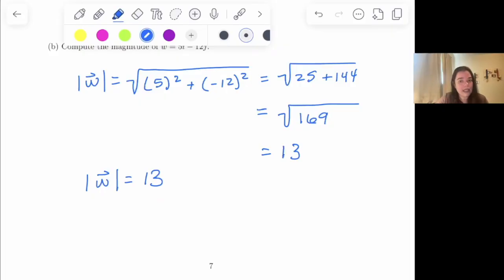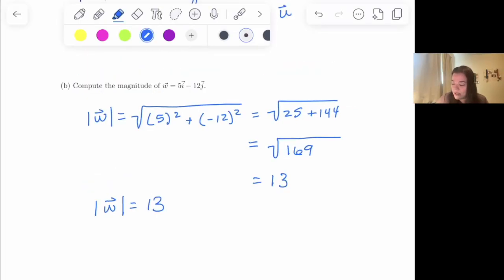So we've calculated the magnitude now of a few vectors, which leads us naturally into a new concept of a unit vector.